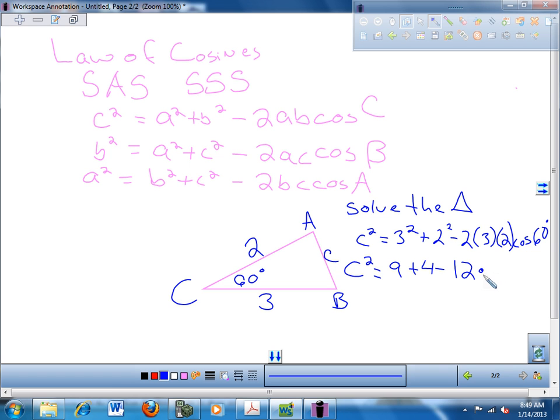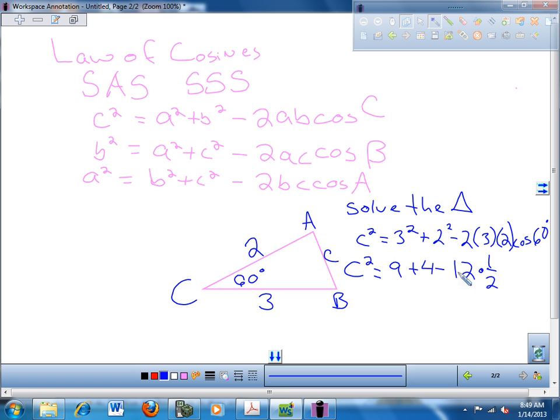Anyone remember what the cosine of 60 is? That comes out exactly as something. It's 1/2. Okay? So this problem is set up so that it works out nicely. It won't always work out nicely like that. Don't go 9 plus 4 minus 12.